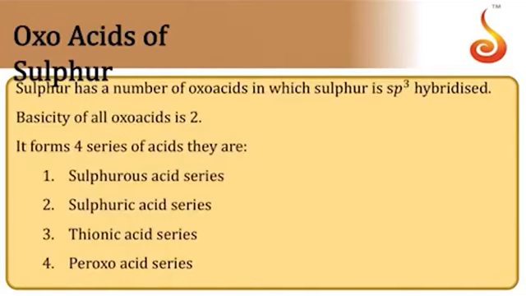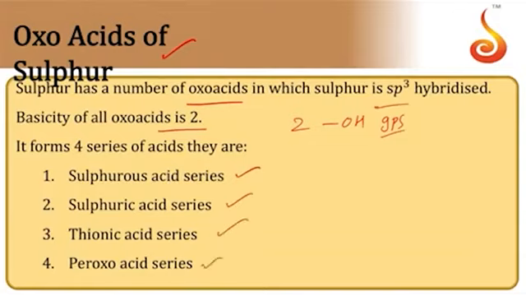Then oxo acids of sulfur. Sulfur has many oxo acids in which it is sp3 hybridized, and in all oxo acids basicity is 2. Basicity is 2 means all structures definitely have 2 OH groups in them. So 2 OH groups are there in all molecules. Now there are 4 series of acids here: sulfurous acid series, sulfuric acid series, thionic acid series and peroxy acid series.